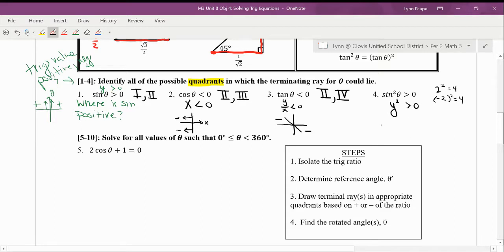So that means it's going to be positive everywhere, because whenever I square a number, it will always be greater than 0, with the exception of 0. So that would be quadrants 1, 2, 3, and 4. That would be all 4 quadrants, where when I square something, I would get a positive value. Okay, so let's go ahead and take a look at question number 5.